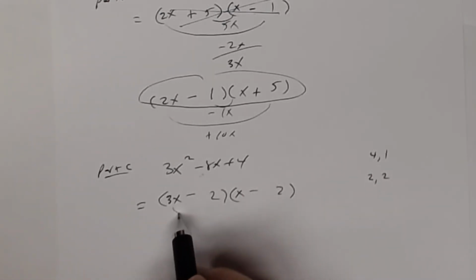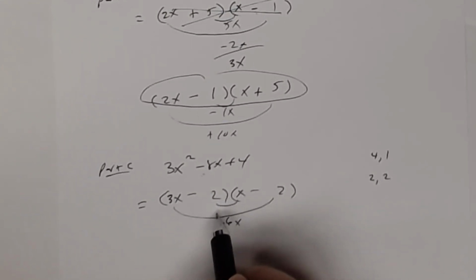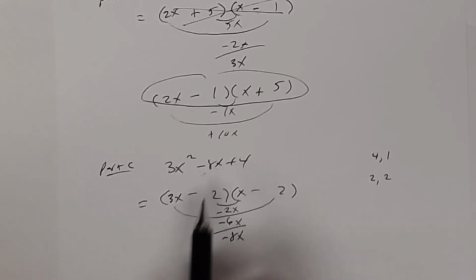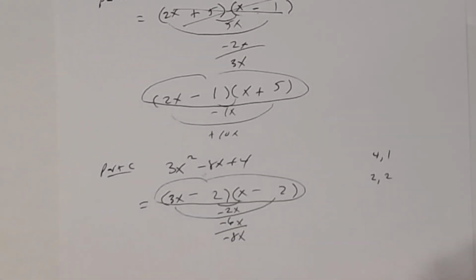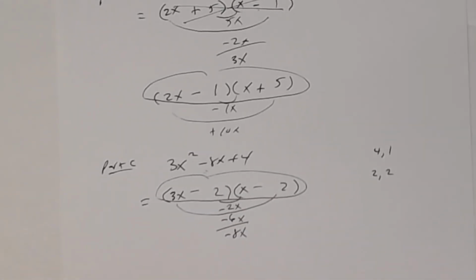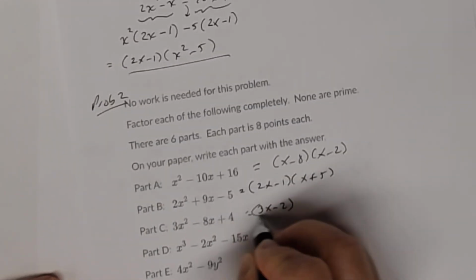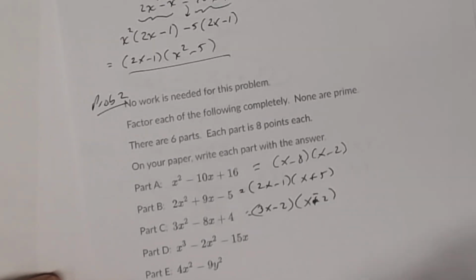Now let's check it. The outer is a negative 6x. The inner is also a negative 2x. And when I add them up, a negative 2x and negative 6x is a negative 8x, which is what you wanted. So there's your answer. So I get 3x minus 2 times x minus 2 for part C.